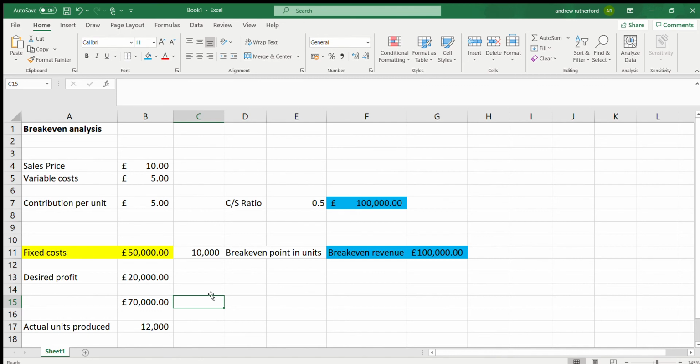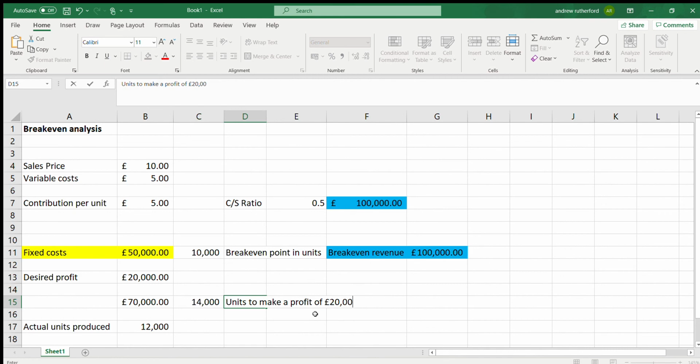And we do the exact same formula we did before. We just simply divide this, which is almost our new fixed costs, by our contribution per unit. So now in units, we need to sell 14,000 units to make a profit of 20k. Okay? So that's how many units we need to sell there. So it's next to 4,000. 4,000 times 5 is going to be that 20,000.